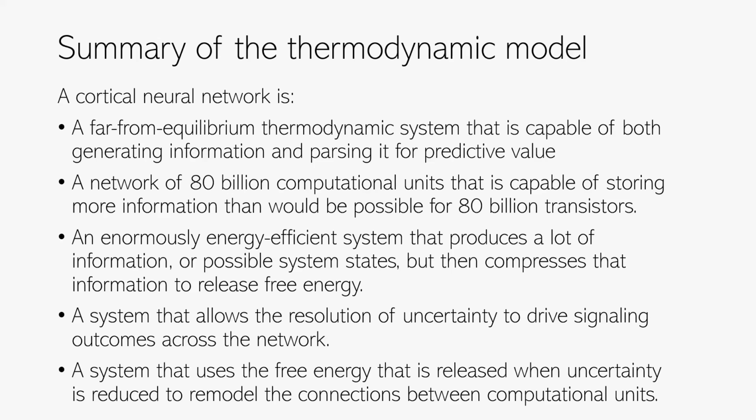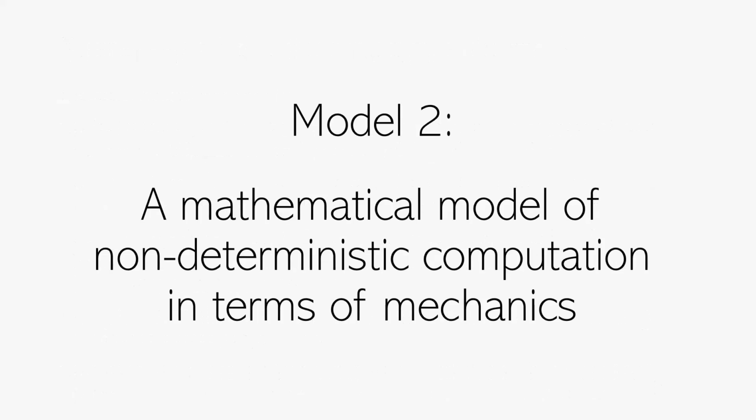And all of these features, which naturally emerge from this model of thermodynamic computing, are observed in cortical neural networks. The parsing of predictive value, the incredible information storage, the enormous energy efficiency, the synchronous firing of neurons across the network, and the spontaneous self-remodeling of the structure to encode memory. So now we can get into the mechanics underlying the process of thermodynamic computing. And that involves a completely independent mathematical model of non-deterministic computation in terms of quantum mechanics. So we'll be looking at what's happening at the particle level to give rise to this system-wide non-deterministic behavior.